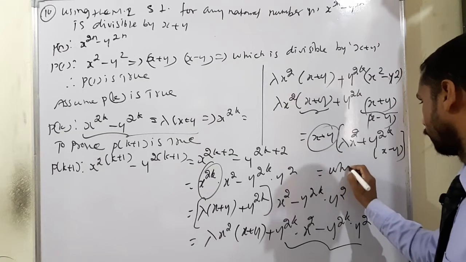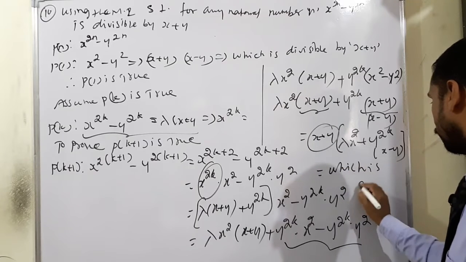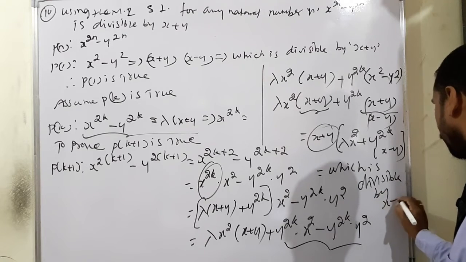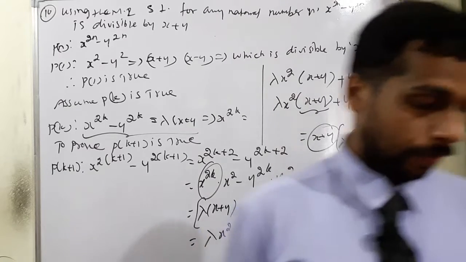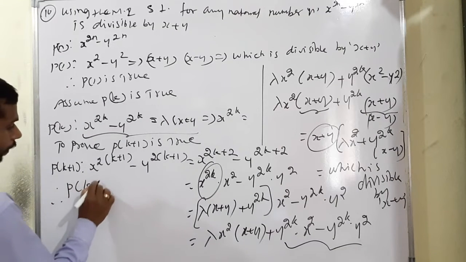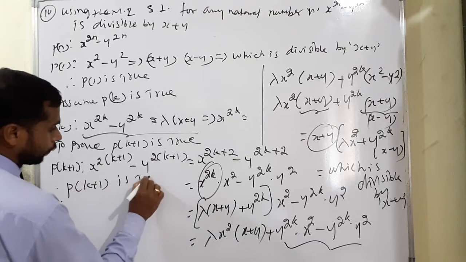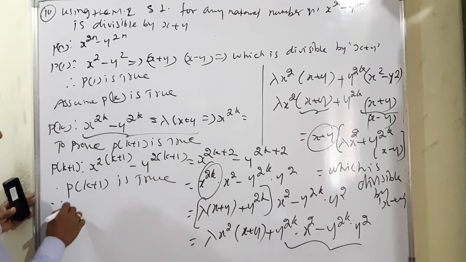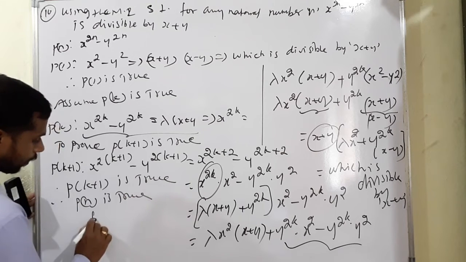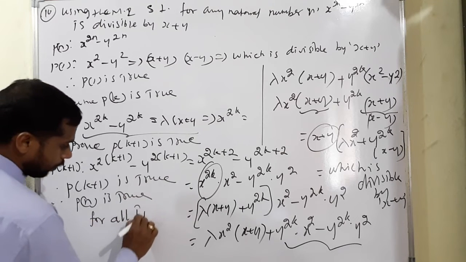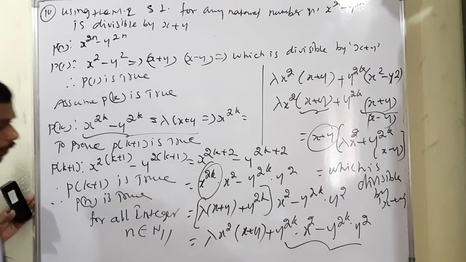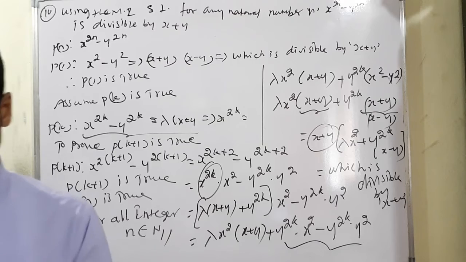Therefore which is divisible by x plus y. So we can say P of k plus 1 is true. So P of k plus 1 is true means we can say P of n is true for all integer n belonging to natural numbers. Okay, I will continue with the next question.